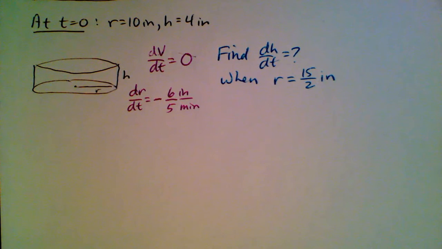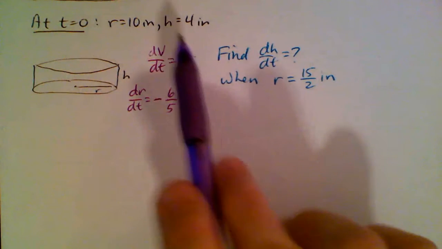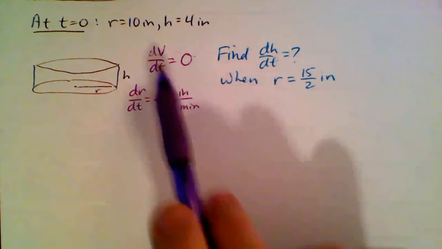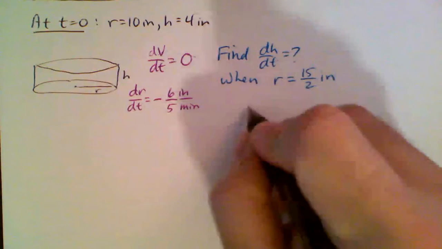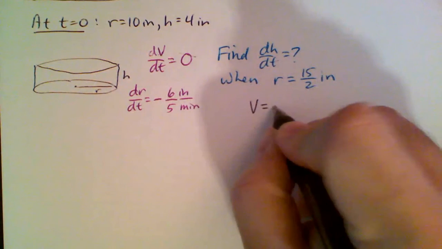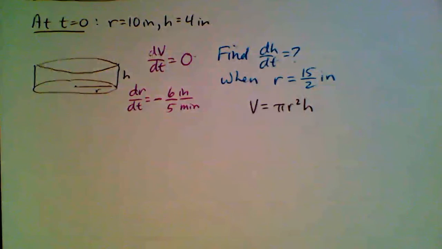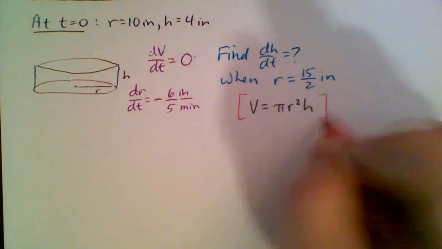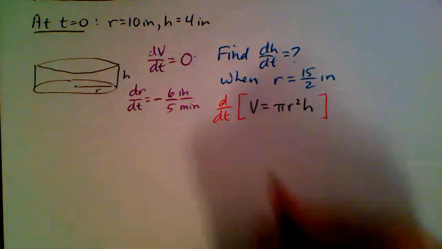Now we need an equation to tie all these together. It looks like the variables that need to be brought together are the volume, the radius, and the height. And so for a cylinder, we know that the volume equals pi r squared h. And we'll go ahead and take the derivative with respect to t of both sides of this equation.